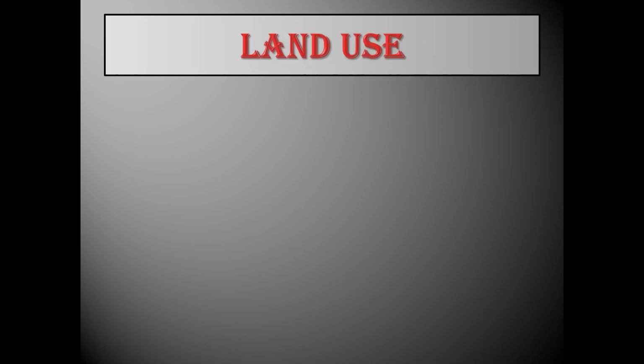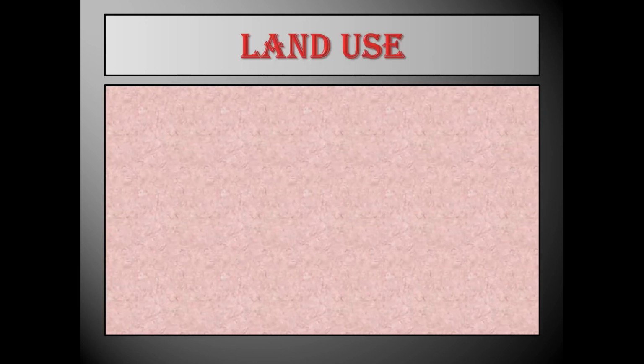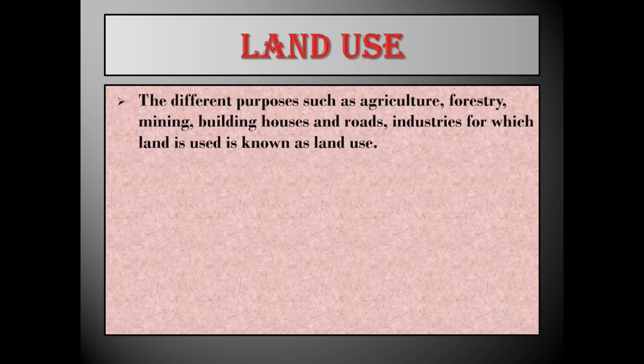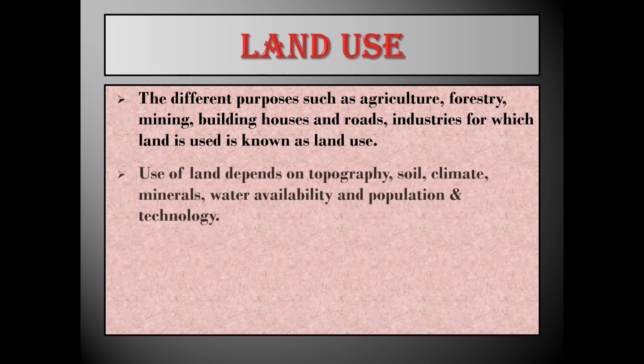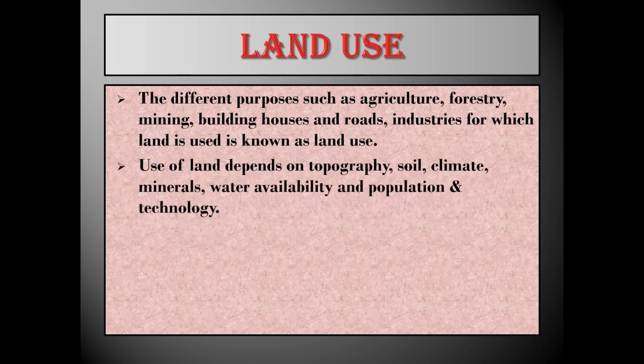So now let's know what land use is and what the land use pattern is. The different purposes, such as agriculture, forestry, mining, building houses and roads, and industries, for which land is used is known as land use. On what factors does the use of land depend? The use of land depends on topography, climate, soil, minerals, water availability, population and technology.